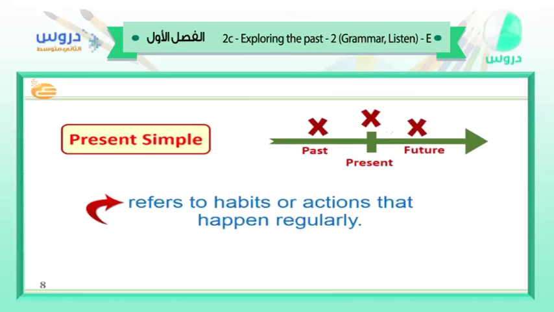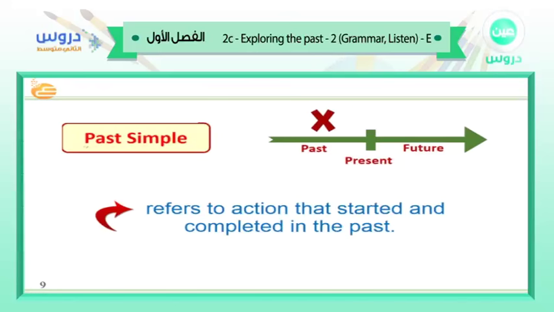the past, present, and future refers to habits or actions that happen regularly. Okay, every day, every month, every weekend, okay, happens regularly. Habits. That's the present simple. I play football every day. I pray in the mosque every day. Okay, this is the present simple. So it refers to habits or actions that happen regularly.